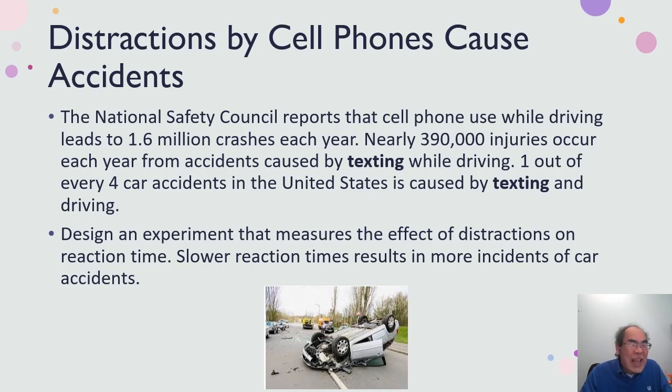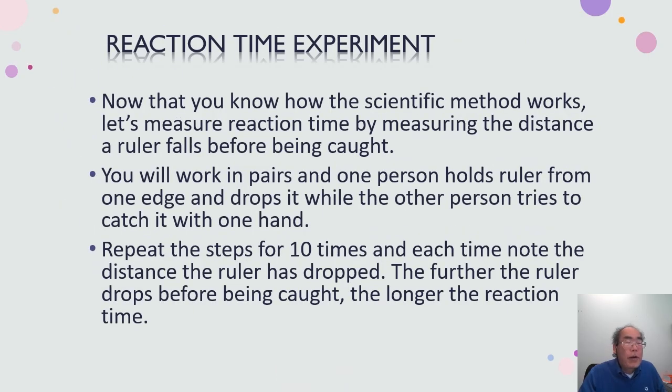Okay, so in this lab we will design an experiment that measures the effects of distractions on reaction time. Okay, slower reaction times result in more accidents. All right, so we will do a reaction time experiment. Now that you know how the scientific method works, let's measure reaction time by measuring the distance a ruler falls before being caught. Okay, so you're going to need to find a partner to work with.